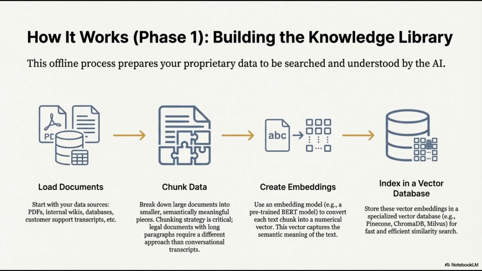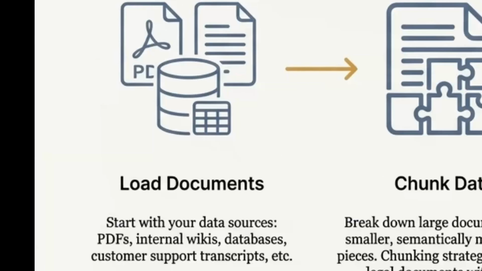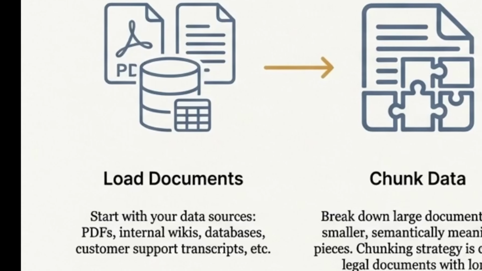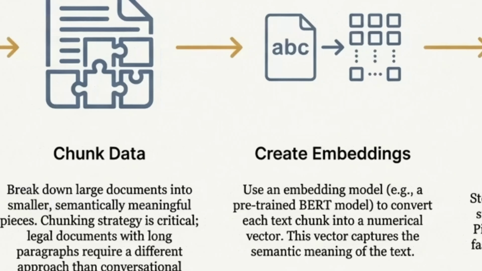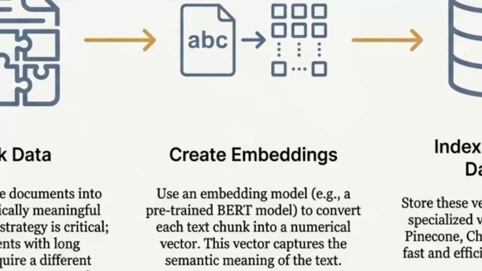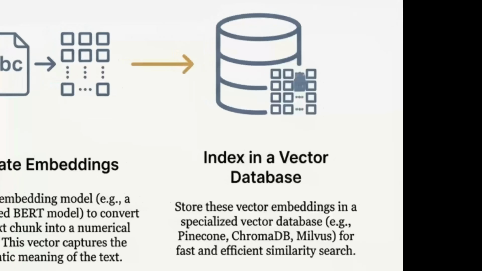So, how do we build this? There are two phases of making this work. Phase one is building your library. We start by loading your messy data. It could be PDFs, wikis, transcripts, but the AI can't digest that all at once. So we chunk it into smaller pieces. There are different ways of chunking, which we won't go into detail here, but moving on. And then comes the magic part, embeddings. We use a model to translate those text chunks into numerical vectors, basically lists of numbers that represent the meaning of the words. We store those in a vector database so we can search through them incredibly fast later on.